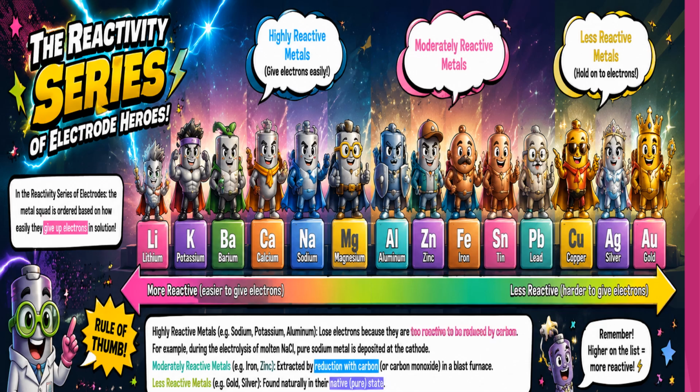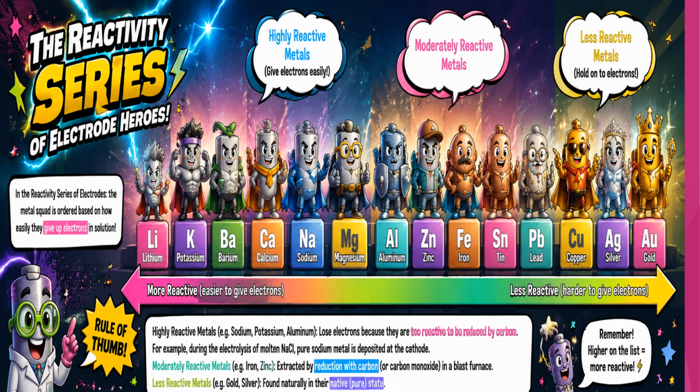So the reactivity series simply shows the arrangement of metals in order of their reactivity. You can see when we go from the left to the right here, reactivity reduces, and when we go from the right to the left, reactivity increases.